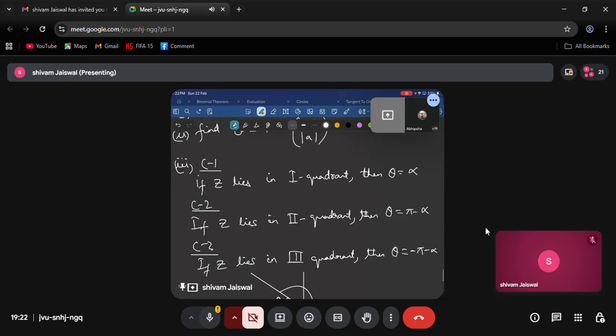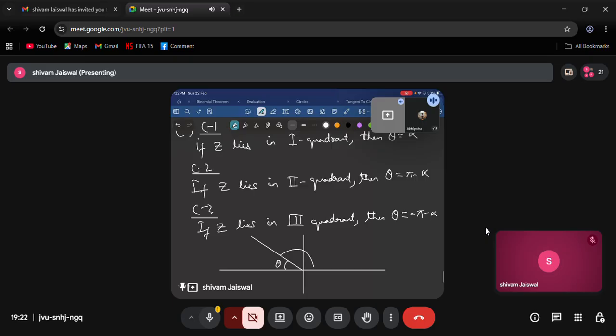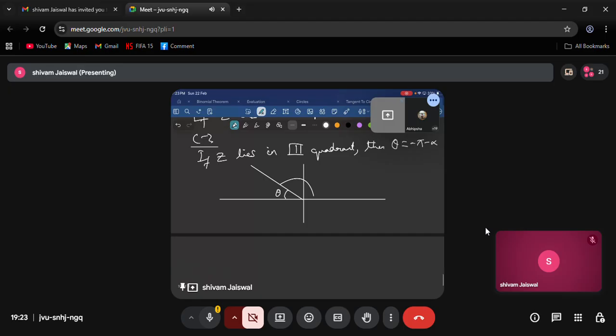Okay, but I don't think you need to learn all this. What you do is you just plot it. After plotting, you find out the argument of z. You don't need to memorize it, you just plot it to find out the argument of z from there.